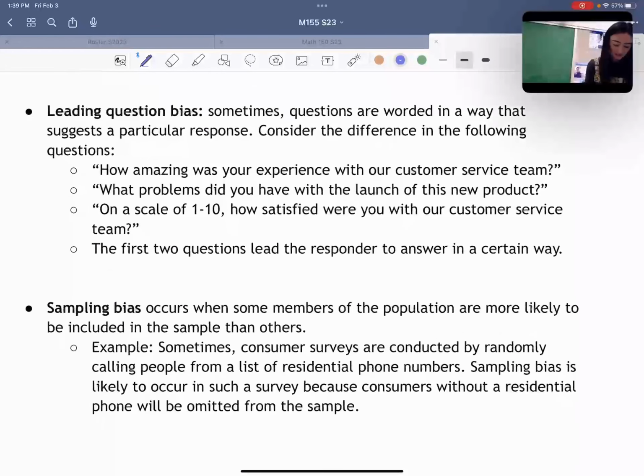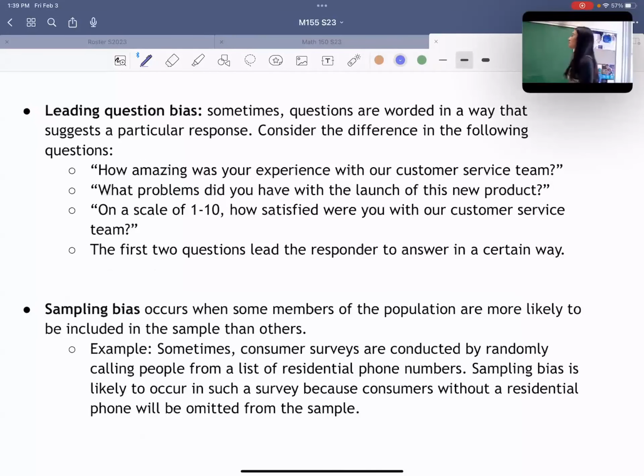Okay. Next one that I think is pretty important is leading question bias. Leading question bias is what happens when you ask a question that kind of leads someone in one direction or the other. For example, if I ask someone, how amazing is my class? My class is amazing. Can you tell me how great my class is? Of course, someone's going to respond, yeah, your class is great. I love your class, right? Hopefully they'll say that.